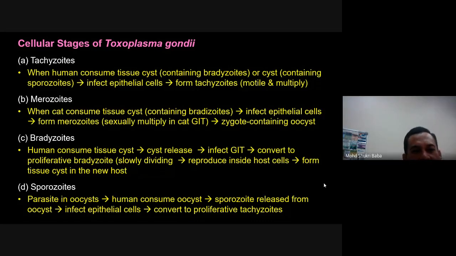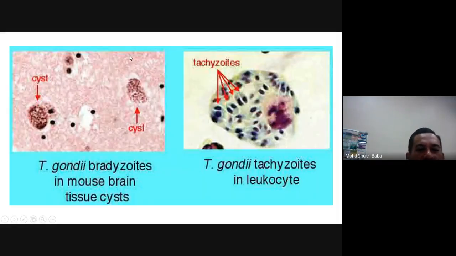And then sporozoid, okay, which is sejenis parasite, adalah sporozoid dalam oocyst. Human consume oocyst. Then dia akan mengeluarkan sporozoid, release from the oocyst and then infect epithelial cells, convert to proliferative tachyzoid. And then tachyzoid tu tadi kembali kepada bentuk yang daripada bentuk A ni pula. Alright. So this is how dia boleh berlaku. Okay. So okay, tak apa. Kita lihat gambar ni dulu.